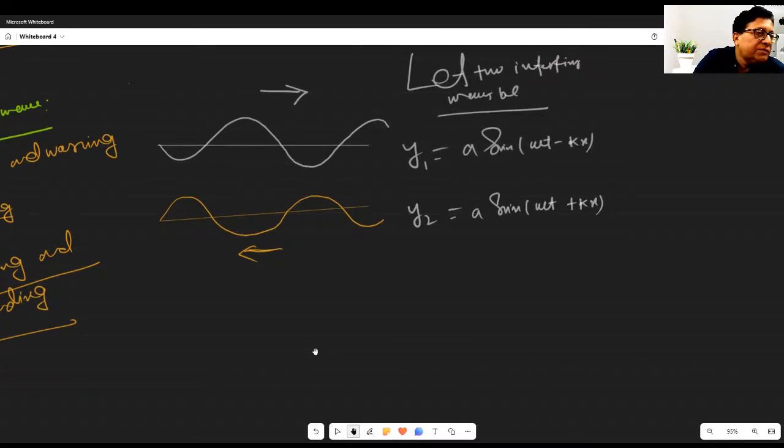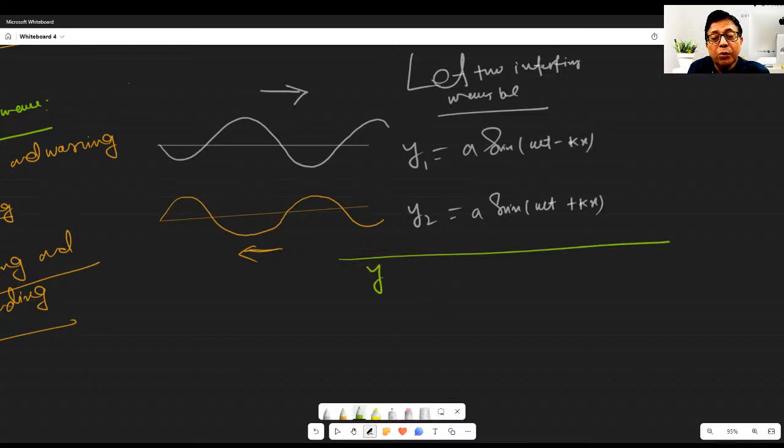Now, to study the nature, what do we have to do? We have to use the superposition principle. So apply the superposition principle. Y equal to y1 plus y2, A sin omega t minus kx plus A sin omega t plus kx.